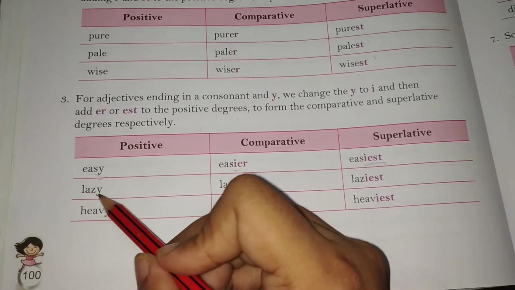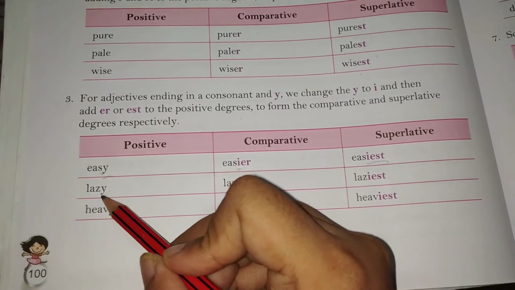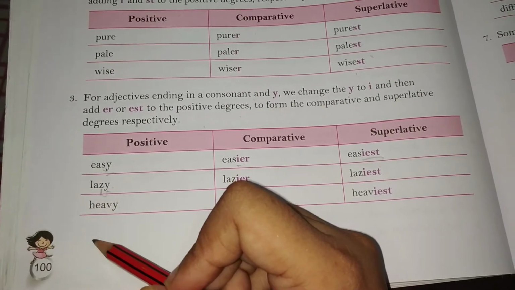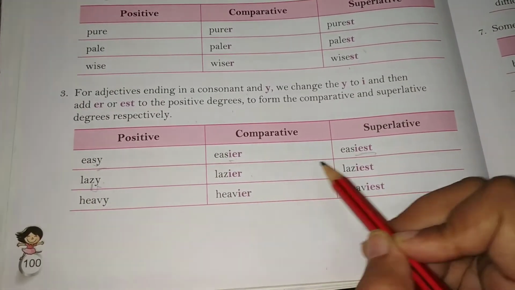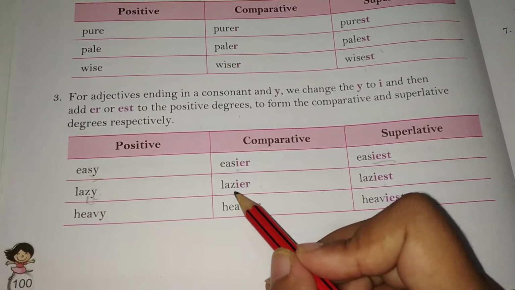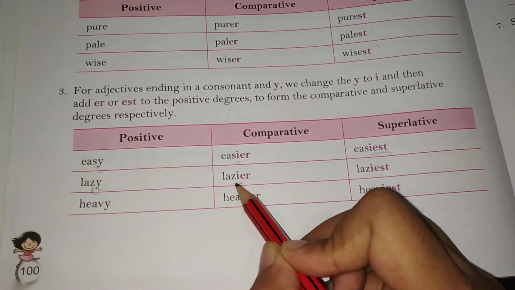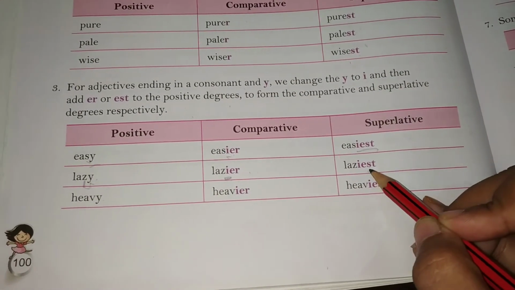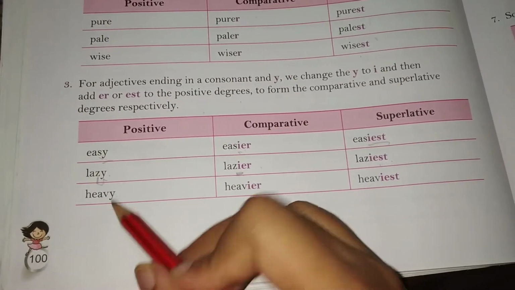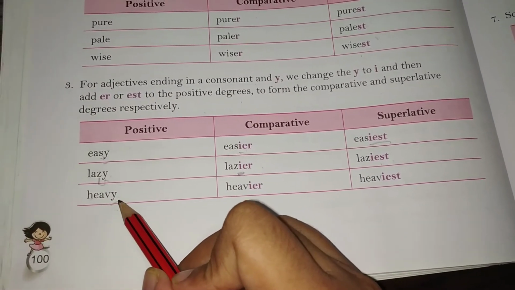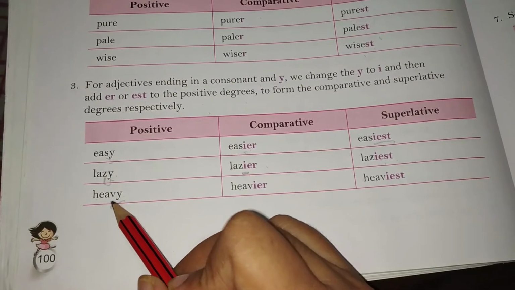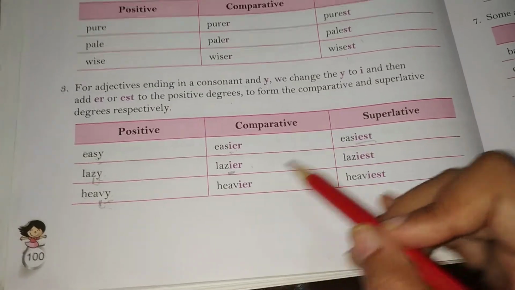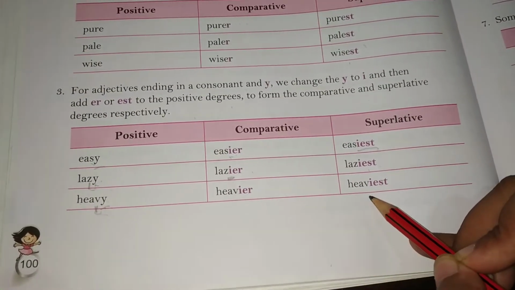The same here, lazy ends with y and before y there is a consonant, then we remove y: lazy, lazier, laziest. As you can see here, there is no y; in the place of y there is i, and we add er and est. The same here, heavy ends with y but before y there is v and v is a consonant, so we replace y and add ier and iest, like heavier, heaviest.